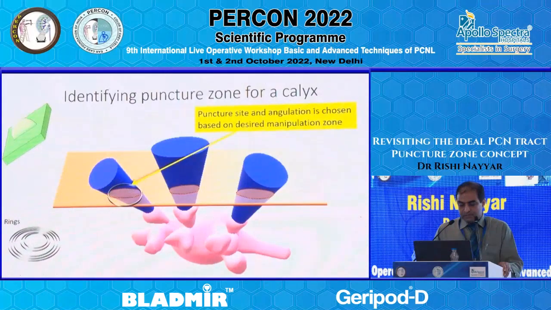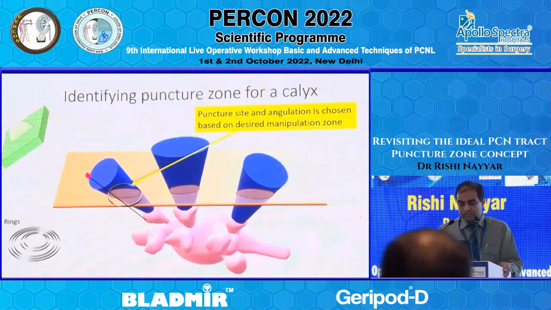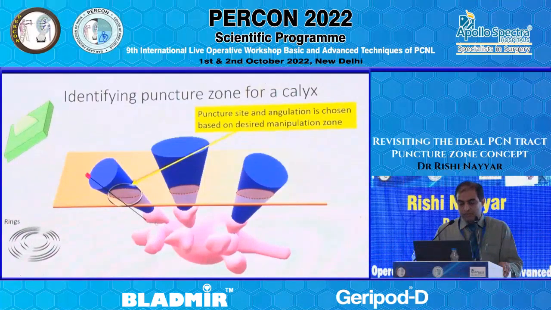And then once this puncture zone is decided, the puncture can be tailor-made. Supposing we want to access the pelvis or the upper ureter, then the tract would be made more obliquely towards the upper edge of this puncture zone. Whereas if we want to remove a stone located in the anterior superior calyx, we would need a more vertical tract, and therefore the puncture would be made somewhere in the lower part of this puncture zone.